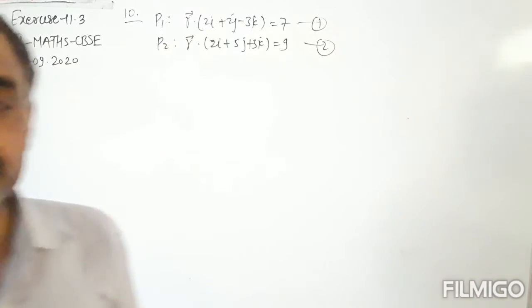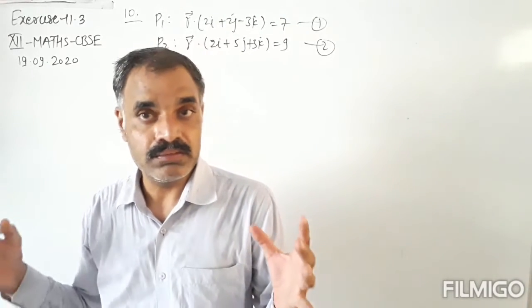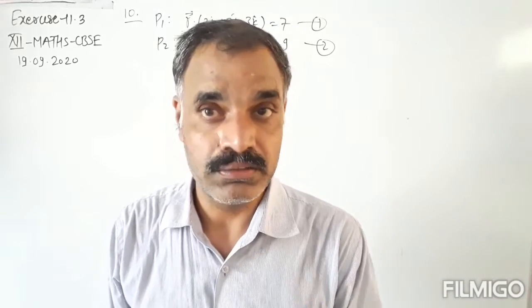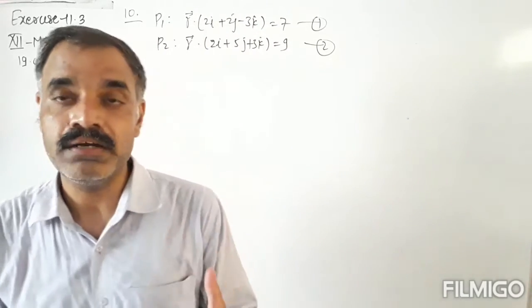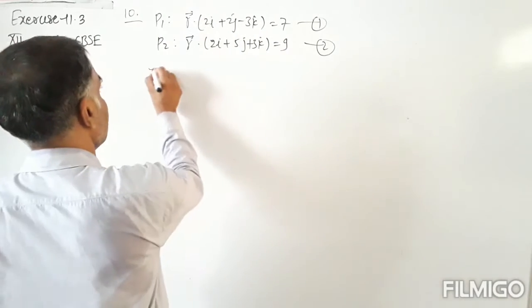And through the point (2, 1, 3). Also the point is given, (2, 1, 3). The question is exactly the same as in question number 9, but here we have to use the vector approach.